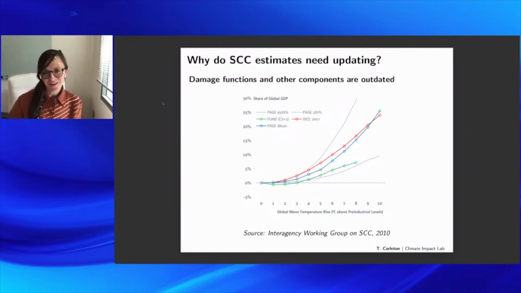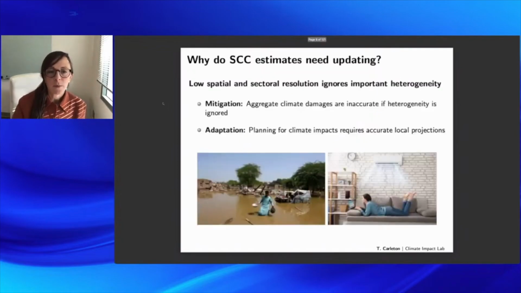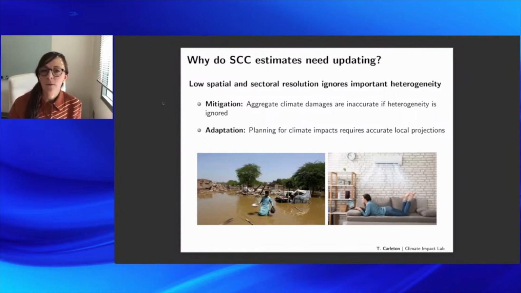You don't need me to tell you why the SCC needs updating. Max did that really well, but I am going to focus particularly today on the damage function component of this. Many other components of the original SCC estimates needed updating, but in particular, I'm going to focus on how we build accurate climate damage estimates and these damage functions. One component I think that maybe we haven't talked enough about when thinking about why we should bother updating these SCC estimates is that the spatial and sectoral resolution of newer SCC models are not just nice to have features, but I think are really important in building policy relevant metrics that come out of these processes.